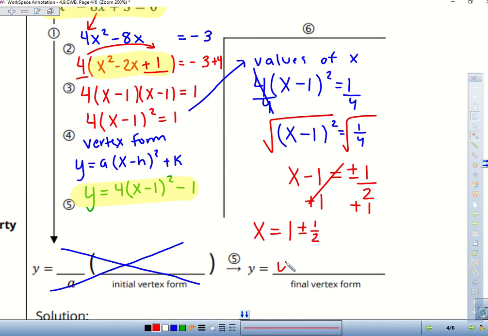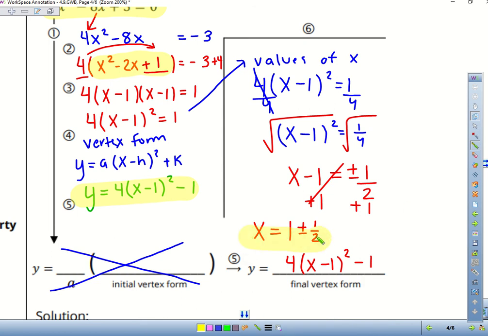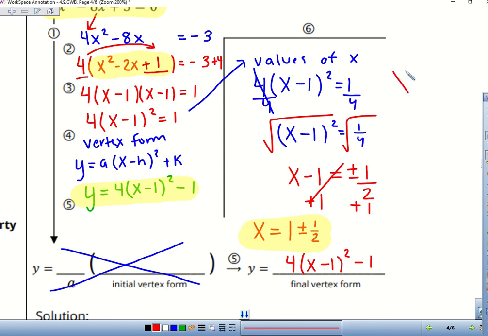Our final vertex form, you can write it over here. It's just 4(x minus 1) squared minus 1. Now, looking at this right here, this means our x has two solutions. x equals 1 minus 1/2. What's 1 minus 1/2? Just 1/2, right? 0.5. And then what's 1 plus 1/2?